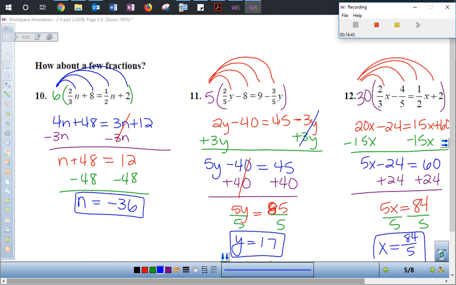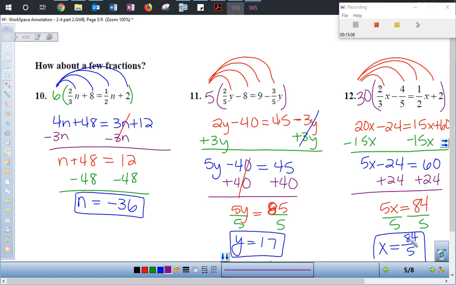Now on number 12, it was a little tricky to find a common denominator between 3, 5, and 2, but it ended up being 30. And when I distributed that, I ended up with the equation 20x minus 24 equals 15x plus 60. I subtracted 15x from each side and was left with 5x minus 24 equals 60. Added 24 to each side and was left with 5x equals 84, divided each side by 5 and was left with 84 over 5. Now that is a gross answer.